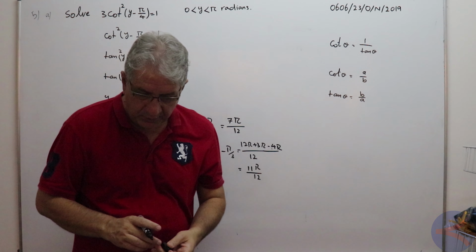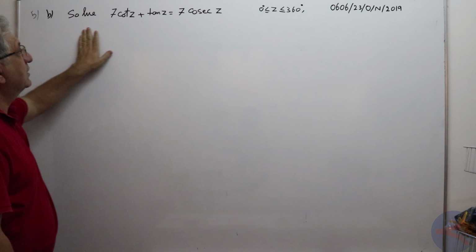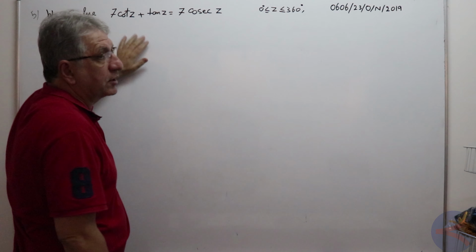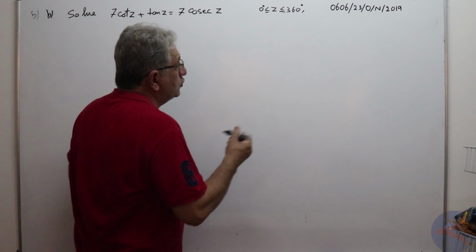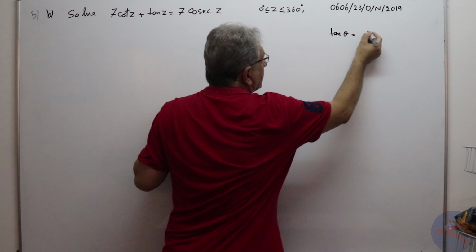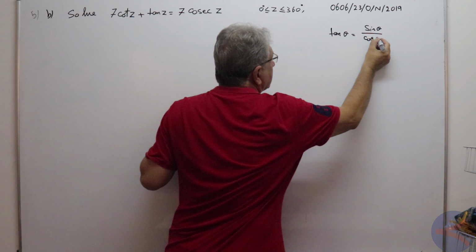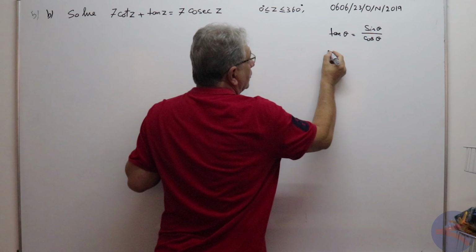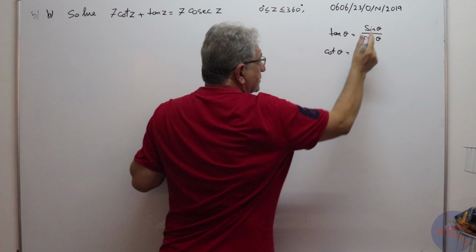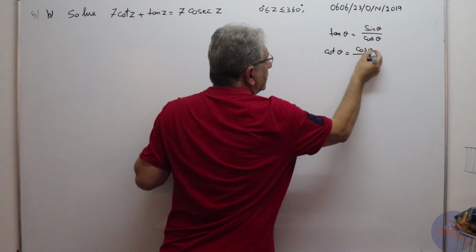Okay. Now we are going for the second part of this question. The second part of question 5 is also another equation, and we have to solve this trigonometric equation. Now, for this, you should know that tan theta is equal to sine theta over cos theta. Therefore, cotan, as we discussed, is the reverse of this. Therefore, this will be equal to cos theta over sine theta.